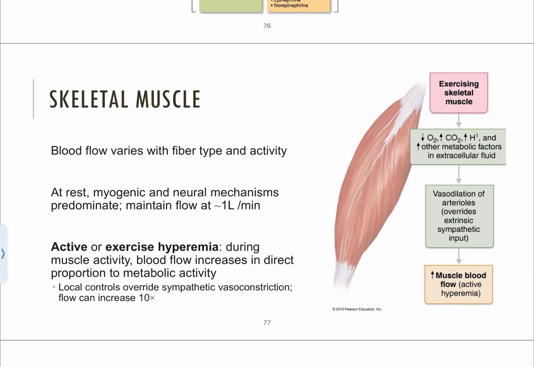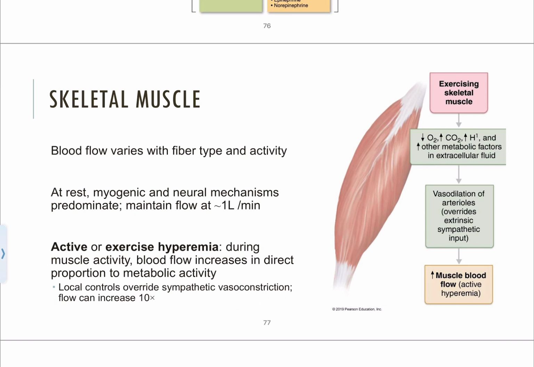So talking a little bit more about skeletal muscle, the blood flow varies with the fiber type and, of course, whatever activity that you're doing. At rest, our myogenic and our neural mechanisms are going to predominate, just to help maintain the blood flow, which is about 1 liter per minute. No, you don't need to know that specific number.